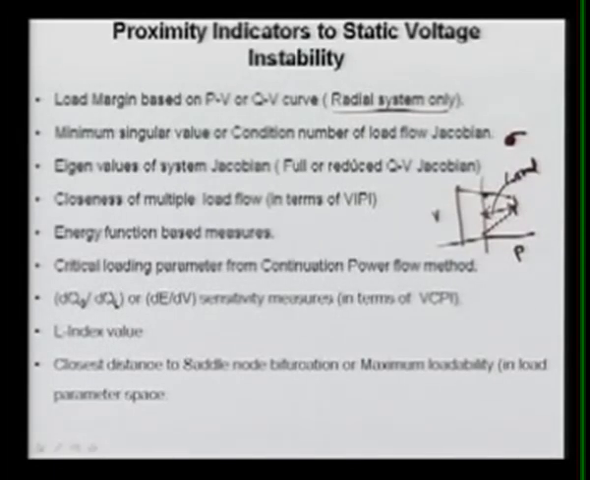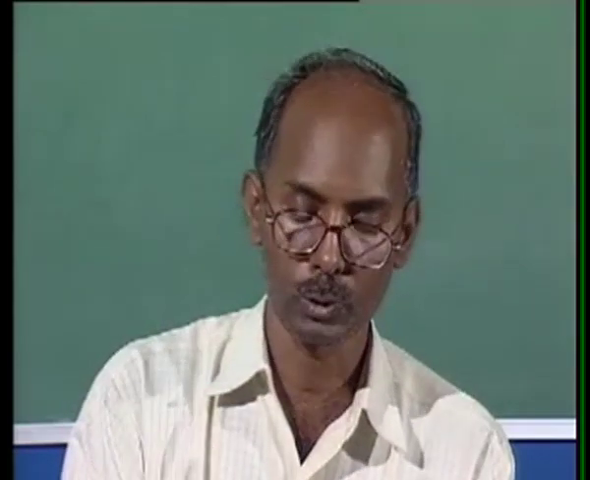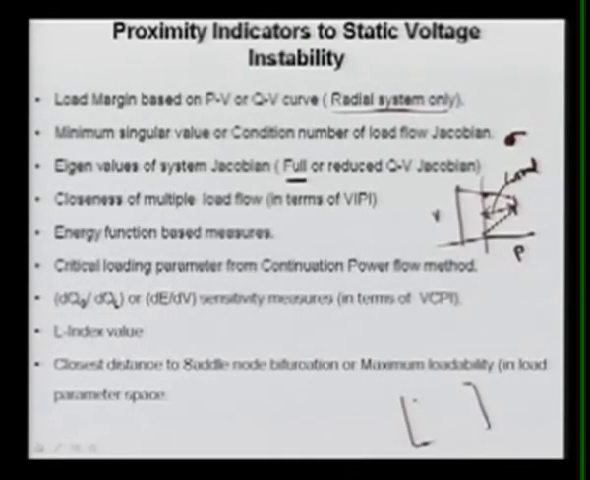Another is using the eigenvalues of the Jacobian. We can use either the full Jacobian, meaning both real and reactive power flow equations, using J1, J2, J3, J4. Here, change in P and change in Q is equal to the Jacobian times change in delta and change in V by V.